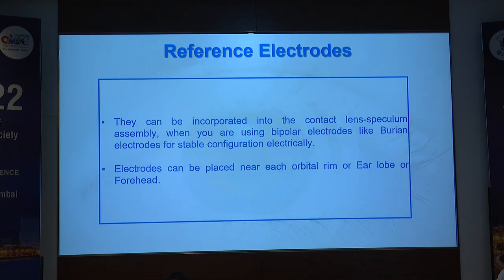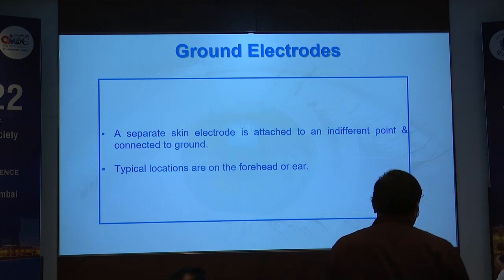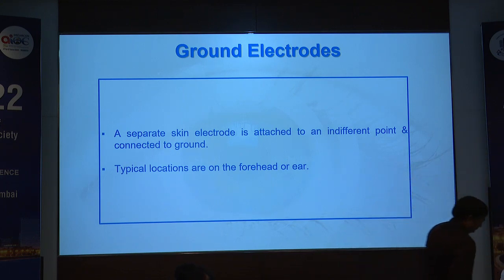The reference electrodes are incorporated into the contact lens speculum assembly when you are using a bipolar electrode, such as a Burian electrode, for stable configuration. Now, these electrodes are placed near the orbital rim or the earlobe or near the forehead. The third type of electrodes are the ground electrodes, where we have got a separate skin electrode which is attached to an indifferent point and connected to the ground. Typical locations are on the forehead or ear.